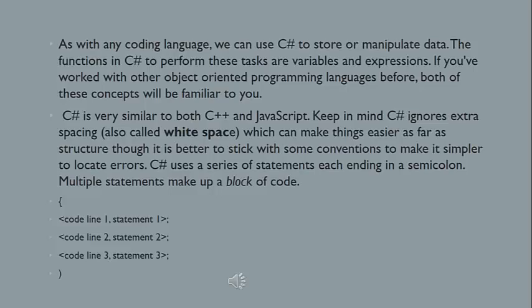Keep in mind, C# ignores extra spacing, also called whitespace, which can make things easier as far as structure, though it is better to stick with some conventions to make it simpler to locate errors. C# uses a series of statements, each ending in a semicolon. Multiple statements make up a block of code. For example: curly bracket, code line 1, statement 1, semicolon, code line 2, statement 2, semicolon, code line 3, statement 3, semicolon, closing bracket.